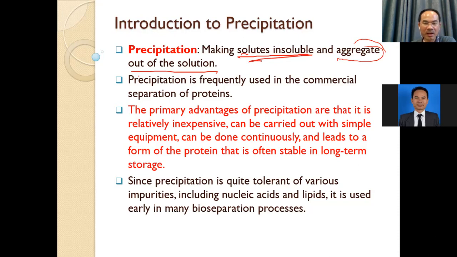The primary advantage of precipitation is that it is inexpensive, because we only need the chemical precipitating agent and solution, and also the vessel and a machine to mix up the solution. Only this you need to operate the precipitation. That means the cost is low compared to other techniques. And also we can operate continuously and batch also.